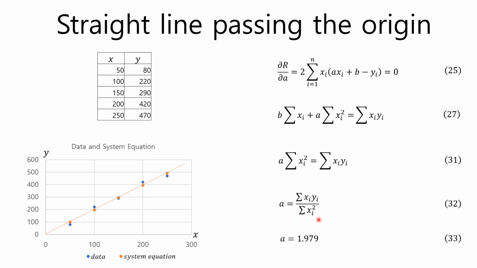If you actually calculate a, you can get the value of 1.979 as shown in equation 33. The yellow line on the graph represents the linear function that most closely passes through all measured data.